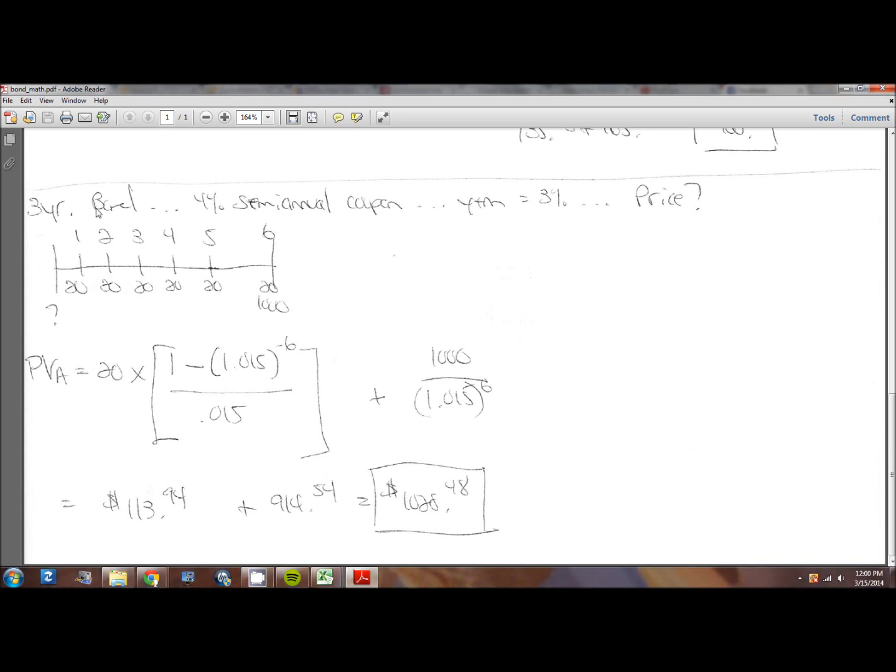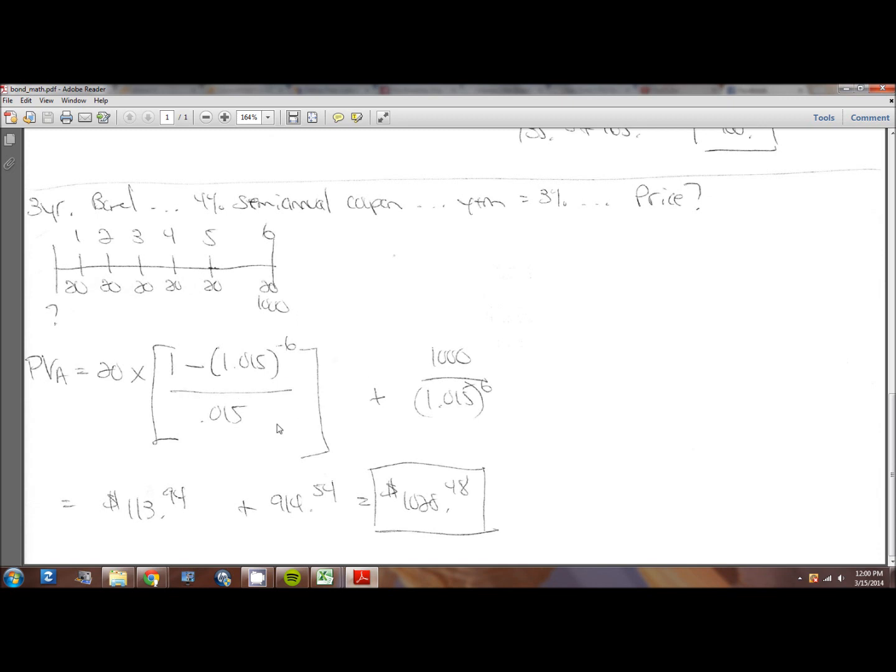So let's say you have a 3-year bond paying a 4% semi-annual coupon. So obviously that's going to be $40 every year or $20 every 6 months. The yield to maturity is 3%. What is the price? Okay, so here's the timeline: 20 every 6 months, and then 1,000 at the end.